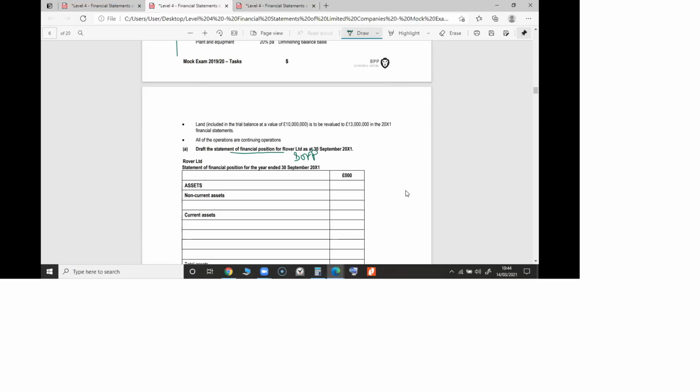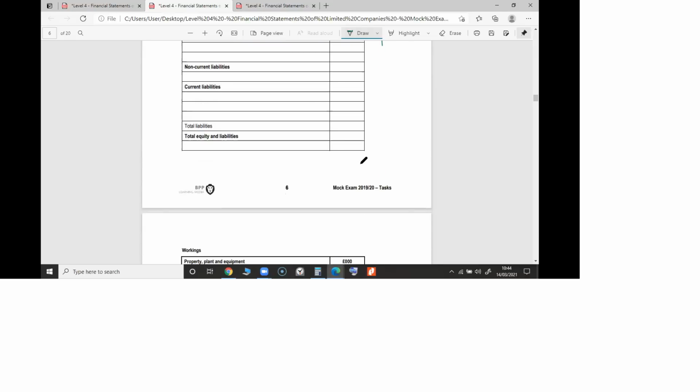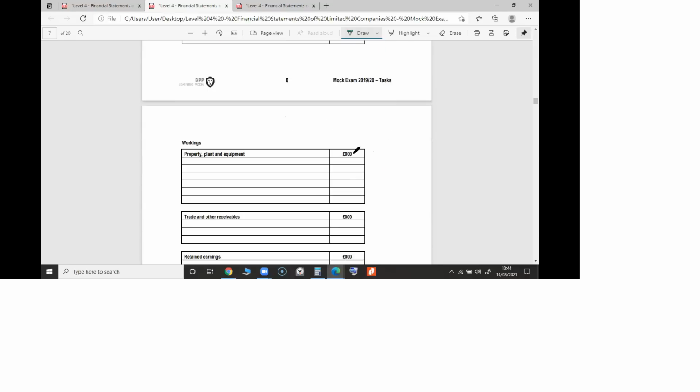Statement of financial position. Now let's check what is given. Balance sheet given, I can see. Statement of financial position given. Assets and liabilities we're going to do. We know what to do here. But workings, yeah, there we go. Property, plant, and equipment. We have done already a little bit of workings. But here we need big workings for that one.